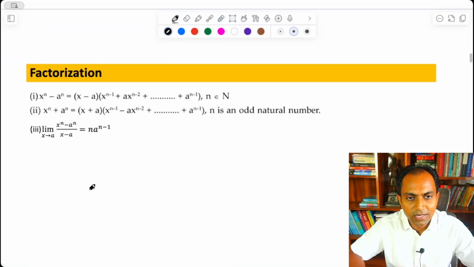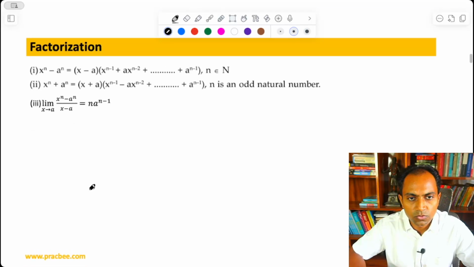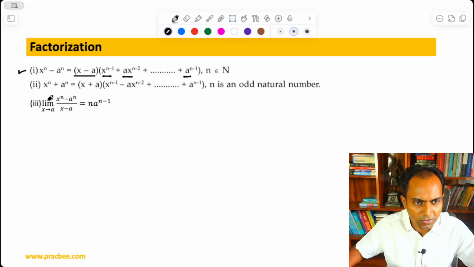And in this, there are 2-3 important ideas that we need to know. So these are 2 very important factorizations that we have. We have x raised to the power n minus a raised to the power n. We can write it like this, x minus a, and then x raised to the power n minus 1, a x raised to the power n minus 2, we can go till a raised to the power n minus 1.